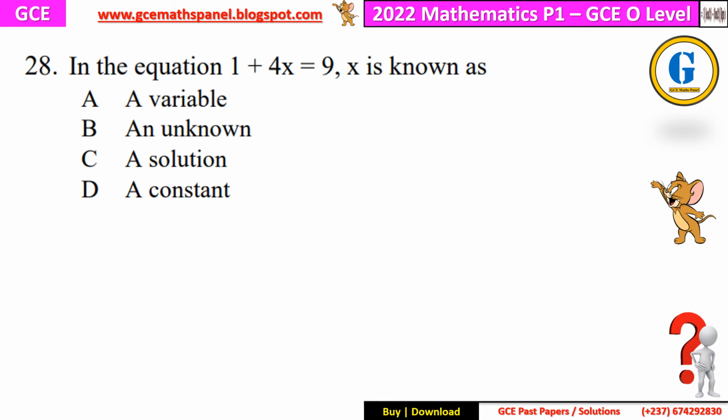Question 28. In the equation 1 plus 4x equals 9, x is known as, of course, everybody knows this one now, a variable. So we are solving for the unknown, okay? That x there is actually a variable, 4x is the term, so x is the unknown.